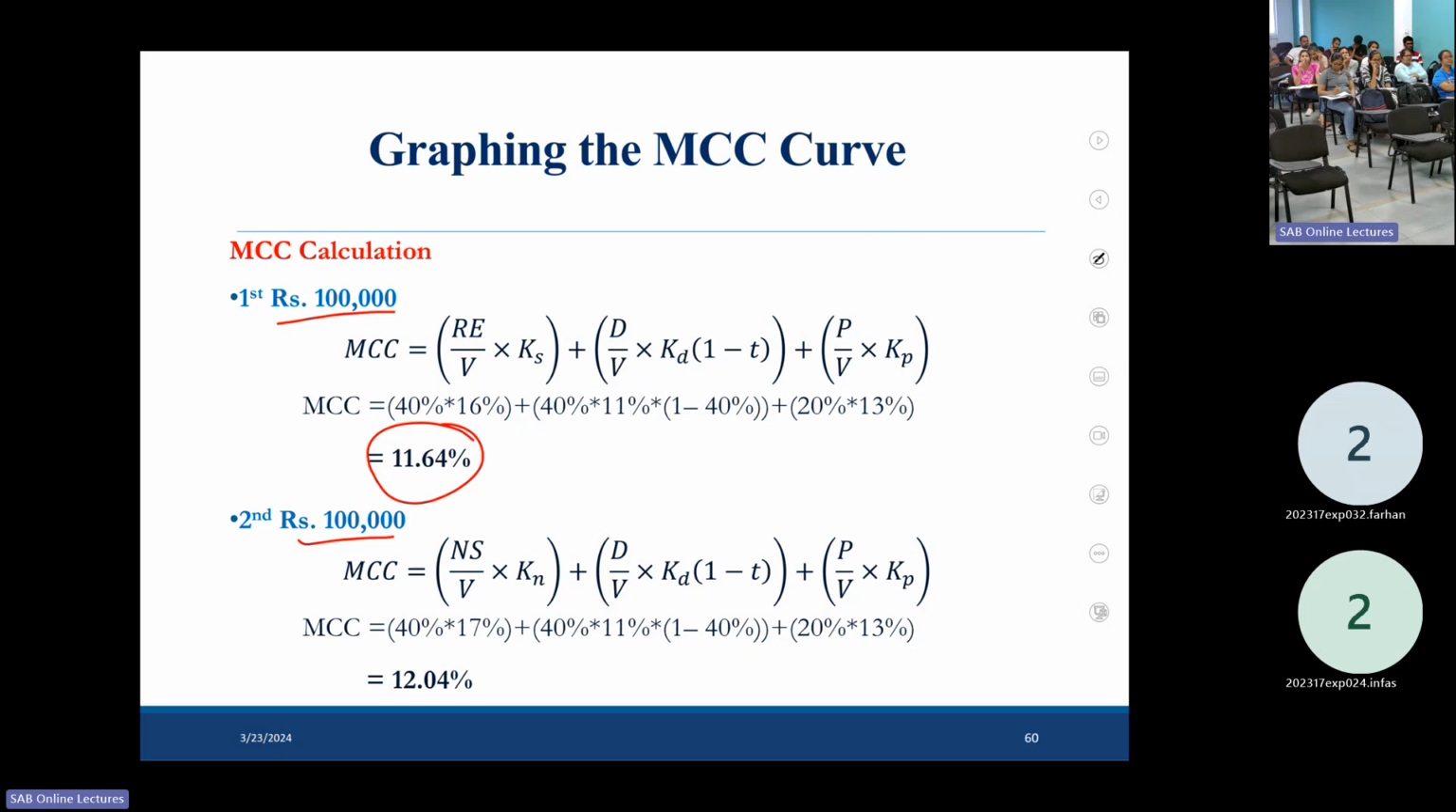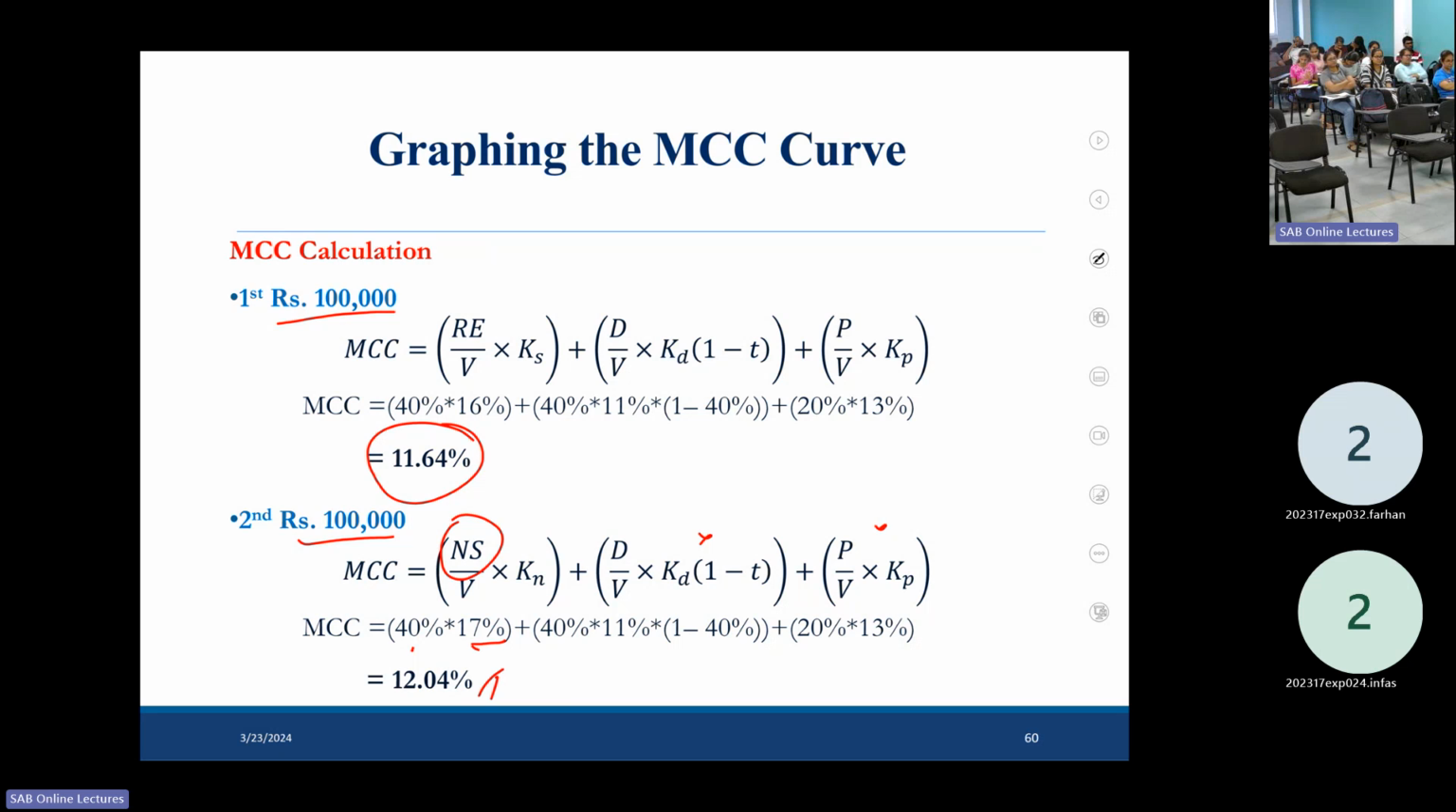your MCC is, this is not changing, this is not changing, but here a new cost component is coming, because that is the cost of new stock issue, 17% into 40%. So this is the marginal cost of capital. If you are going to raise additional capital, this is the cost. Now, this is MCC.